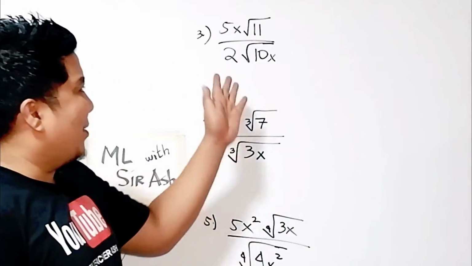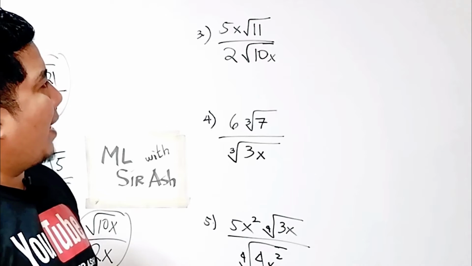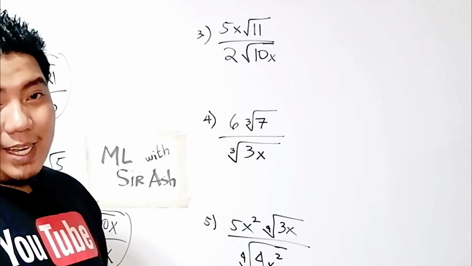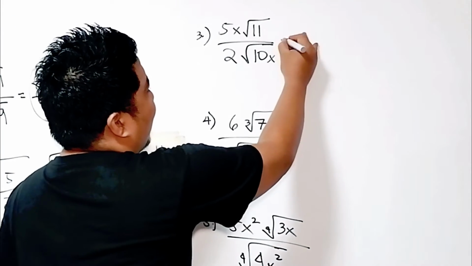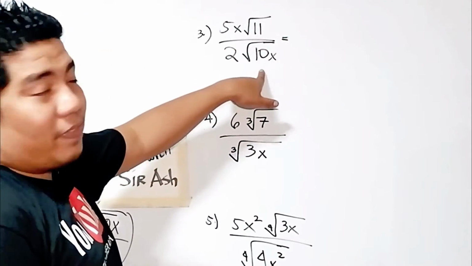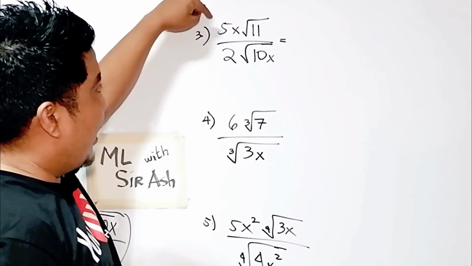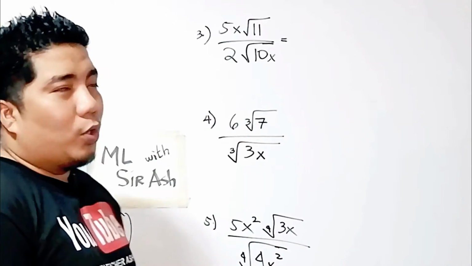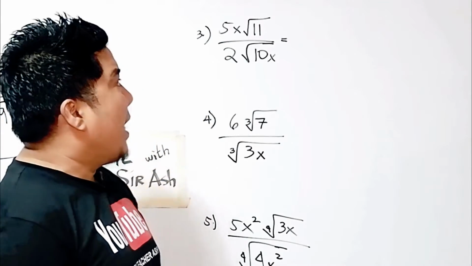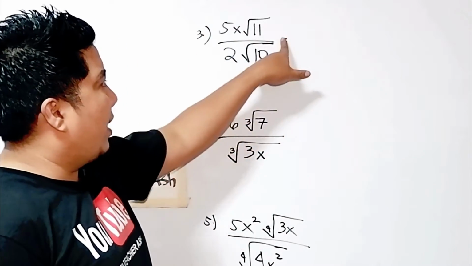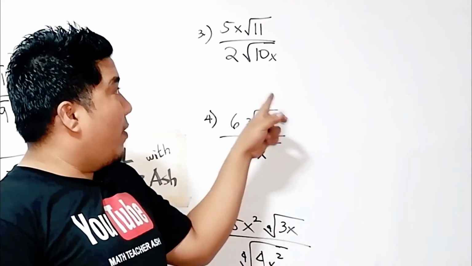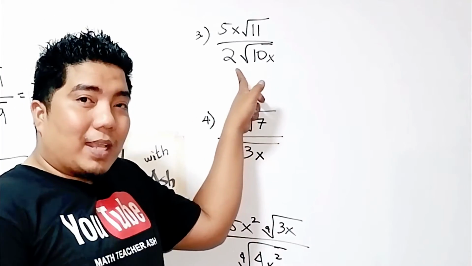Now, let us go here. We have 5x square root of 11 over 2 square root of 10x. Now, as you can see, my dear math learners, 11 cannot be divided by 10, as well as 5x cannot be divided by 2. So, how do we do this one? If this is the case, this is already simplified. Okay? However, we have a denominator with a radical sign here.